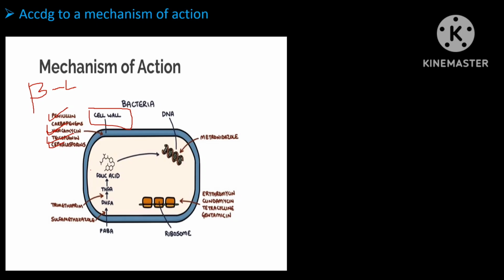Next, the folic acid synthesis pathway. These are the antibiotics which inhibit folic acid synthesis. The first one is sulfamethoxazole. It inhibits the formation of dihydrofolic acid from para-aminobenzoic acid by inhibiting the enzyme called dihydropteroate synthetase.